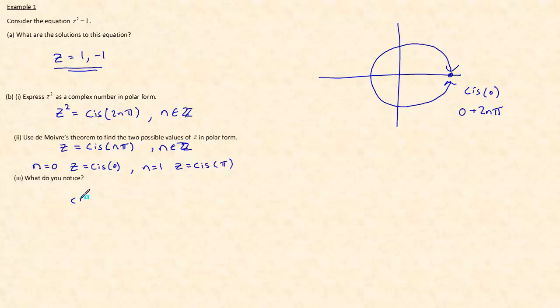Well, what do we notice? Well, cis 0 is equal to 1, and cis pi is equal to negative 1. So we can find the roots of these equations by using De Moivre's theorem.